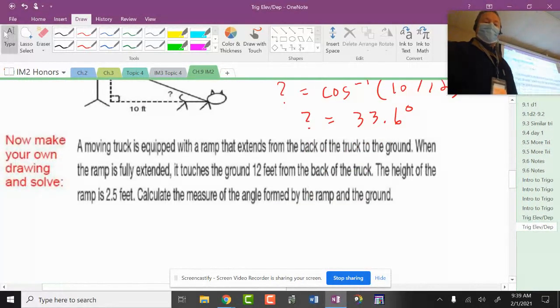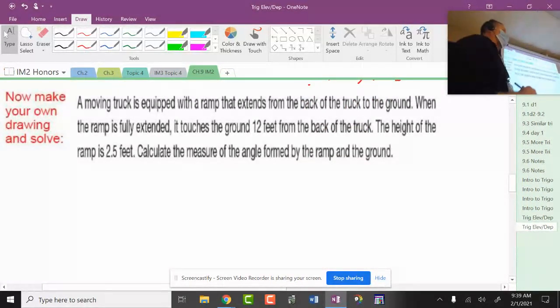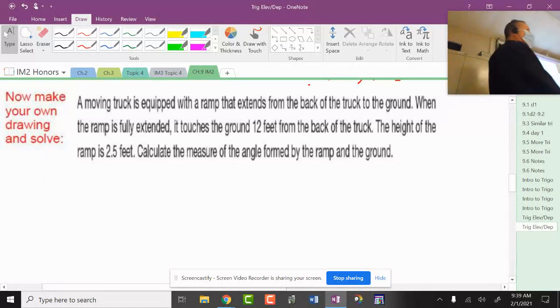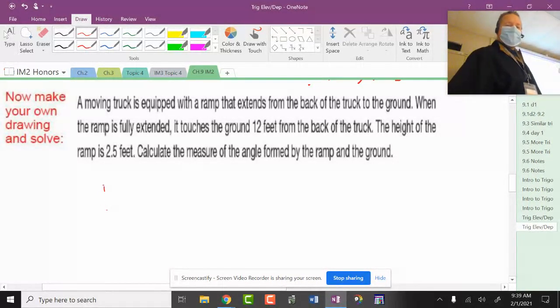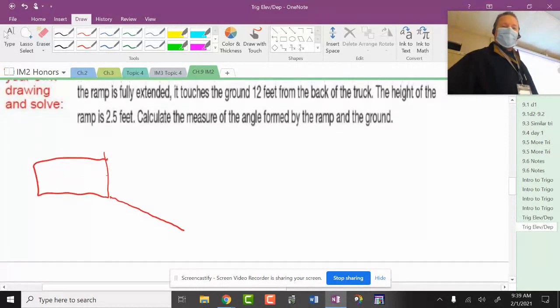So now on this one, this is the point. This is your real test question. And I really can't teach this. You have to be able to read the question and understand we do have a triangle. I'm not drawing a truck. I don't have time. But a moving truck is equipped with a ramp that extends from the back of the truck to the ground. So we should know that the ramp, so here's the truck, fine. That's it. I'm not even giving you wheels. Okay? And the ramp does this. It comes down at an angle like that.